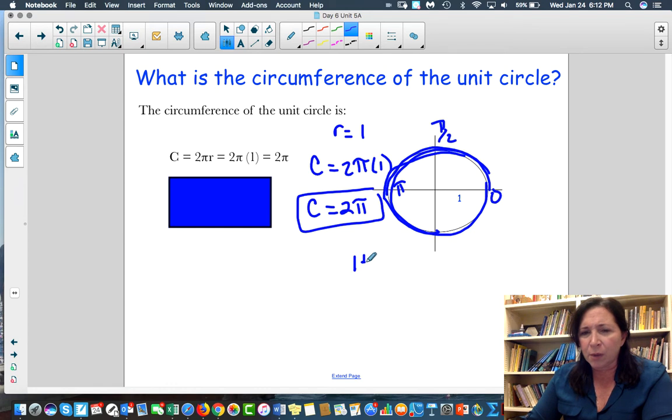Now, we don't write 1.5 radians, or 1.5 pi. We don't write it like that. So instead, you would write 3 pi over 2. And then, so that's 1.5, coming back up, which would be 2 pi.